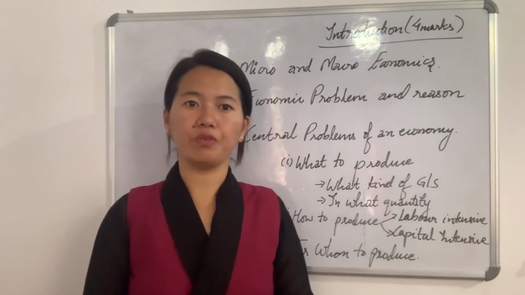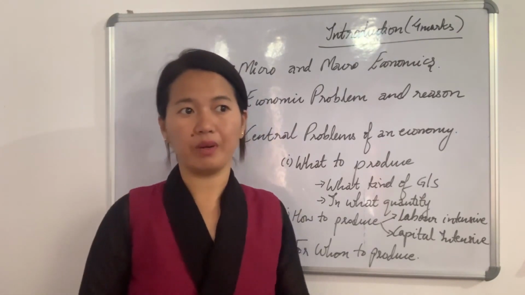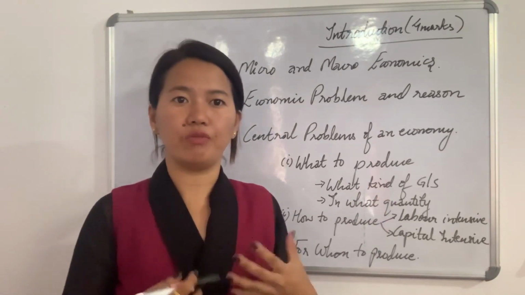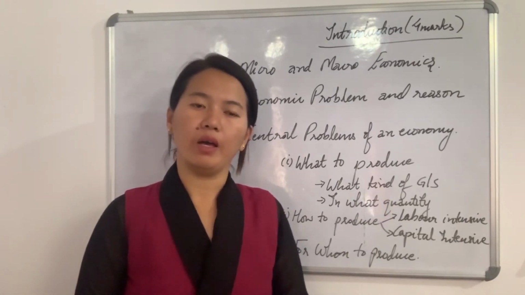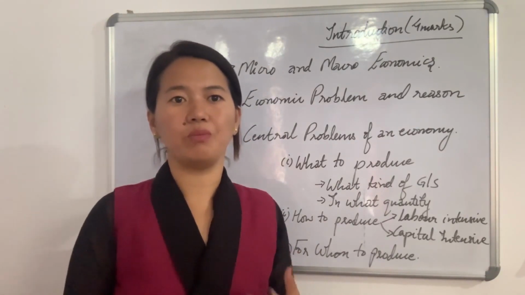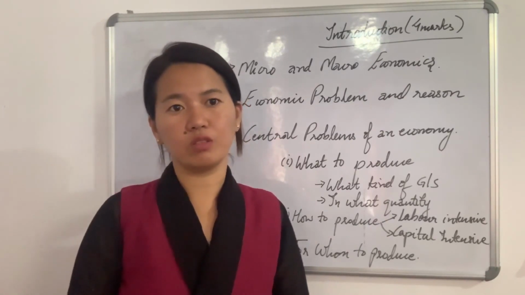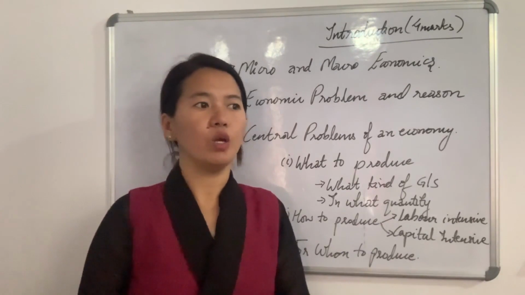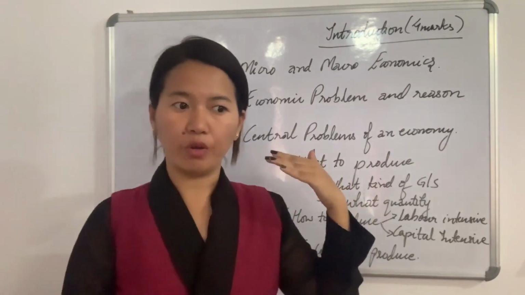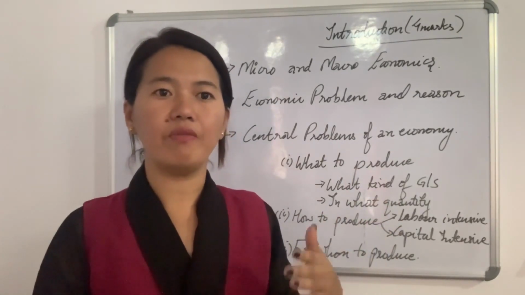The second reason for our economic problem is that resources are limited or scarce. Scarcity means shortage, that we have a shortage of resources. As Mahatma Gandhi ji has said, there are enough resources to meet the needs of every human being, but not enough resources to meet the greed of human beings. By this we know that the first two points are related. When human wants are unlimited, we do not have enough resources to meet each and every want.